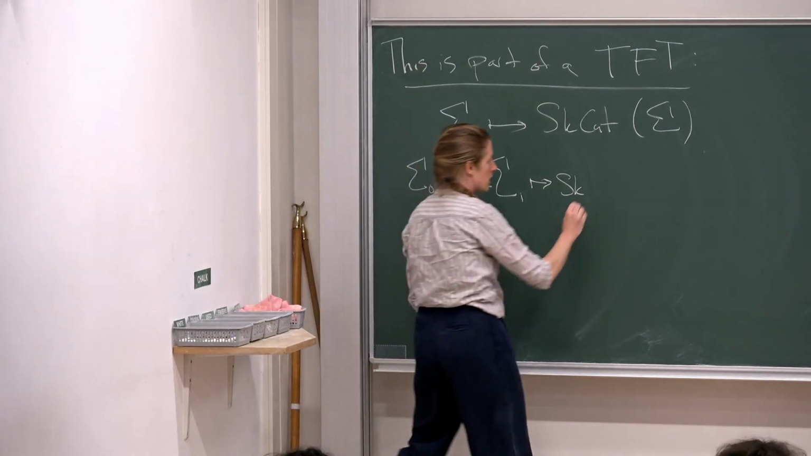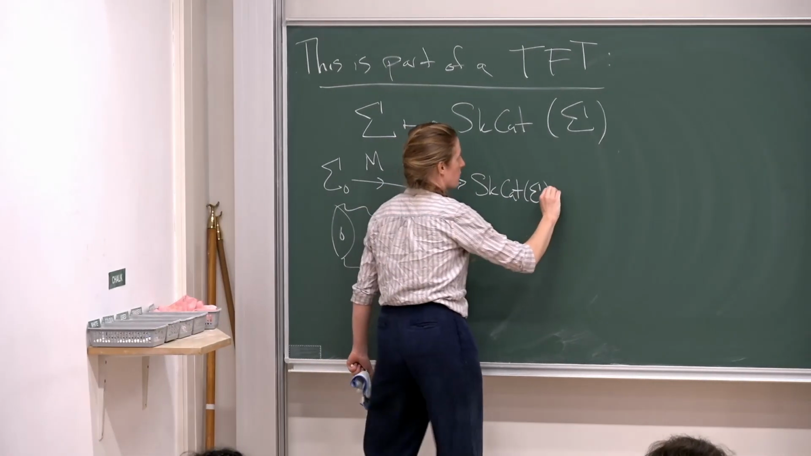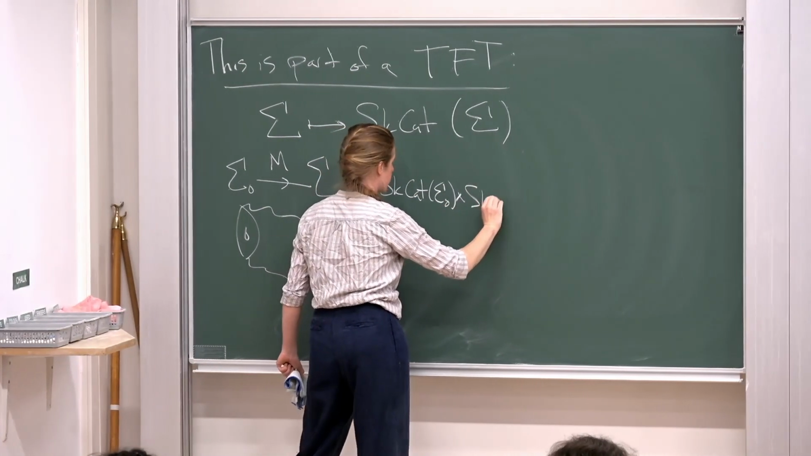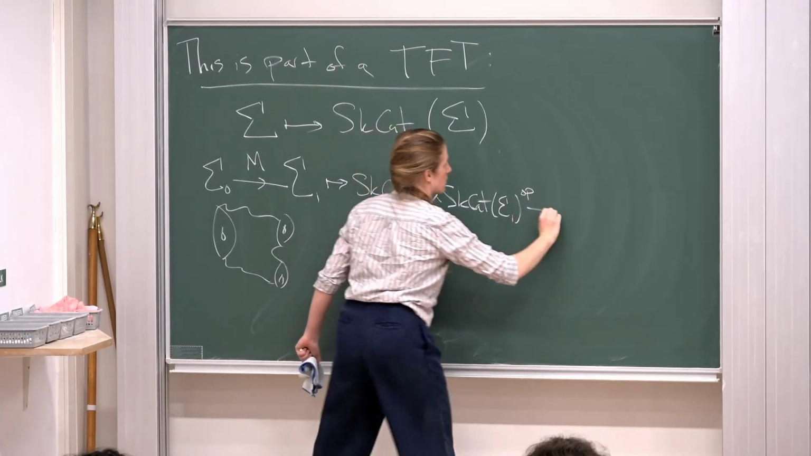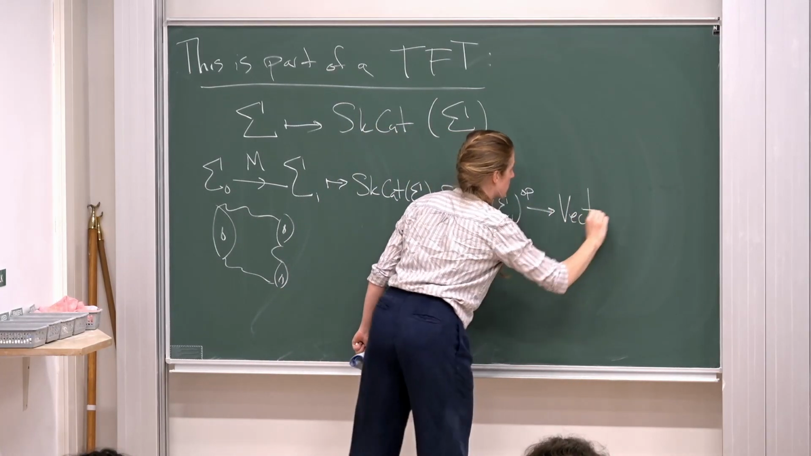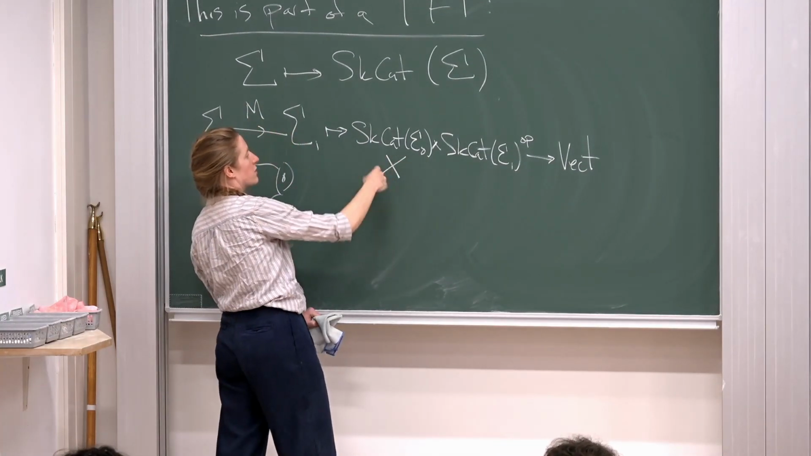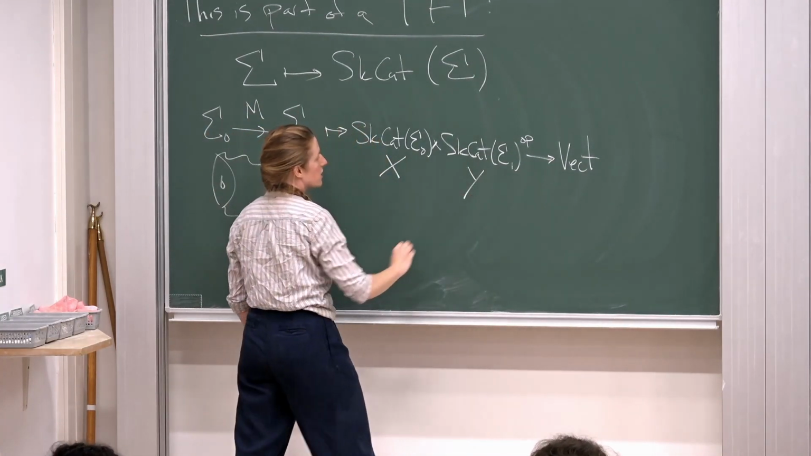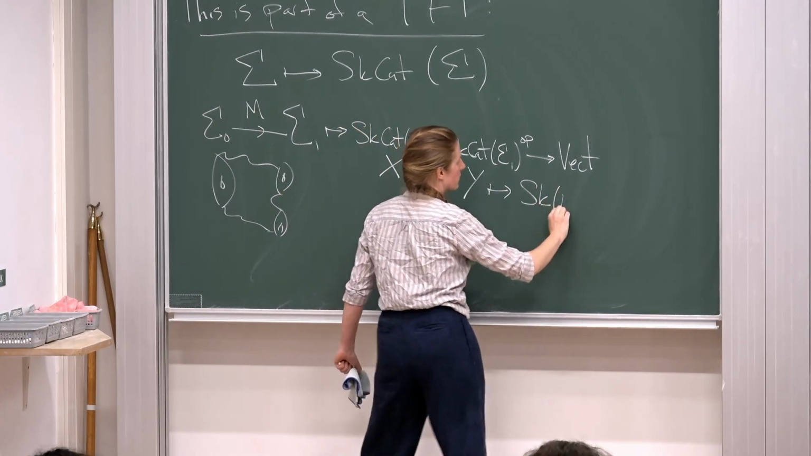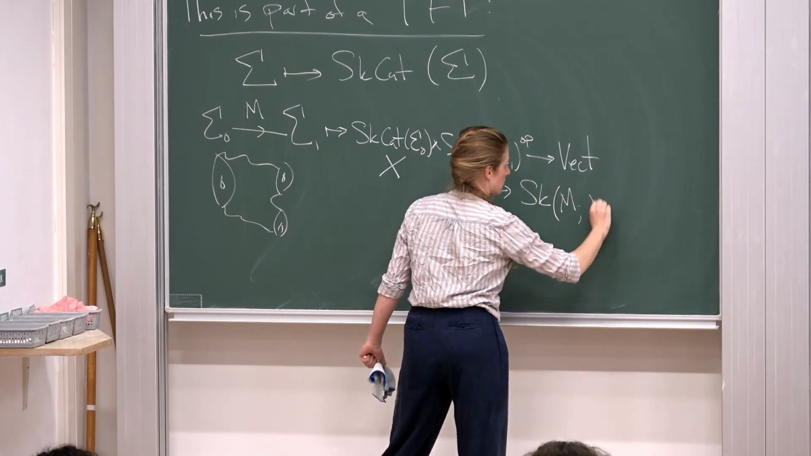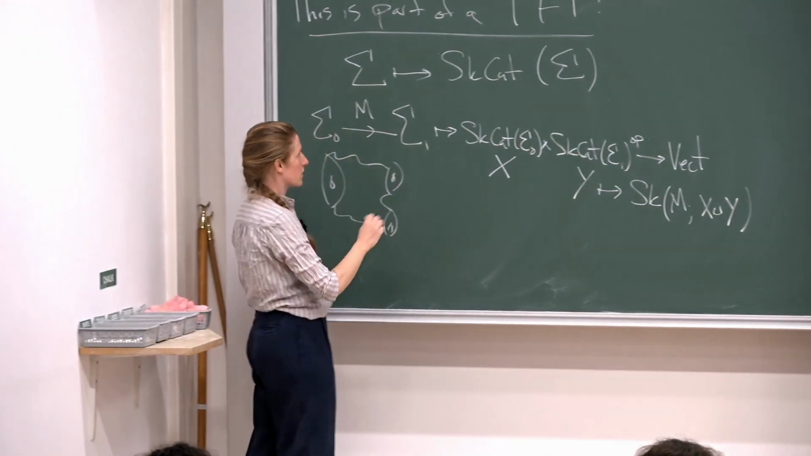But what I do get: I won't get a functor between the skein categories, but I'll get a functor involving both of them, like this, which on morphisms will take one of these labelings here and one of these labelings here, and send it to this relative skein module, like this.